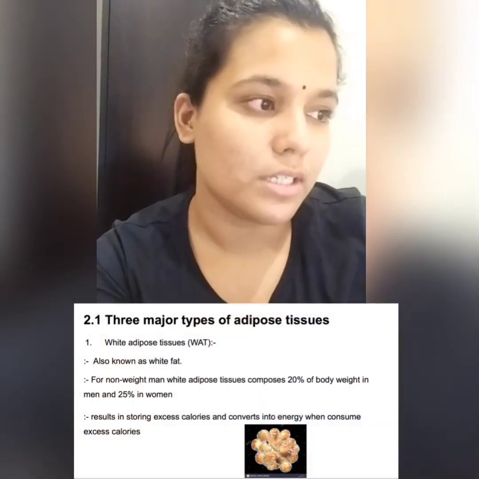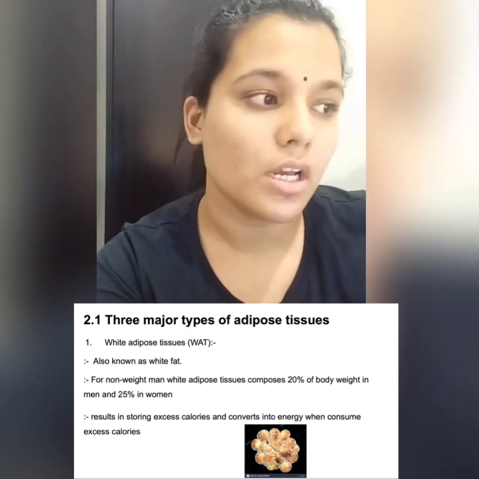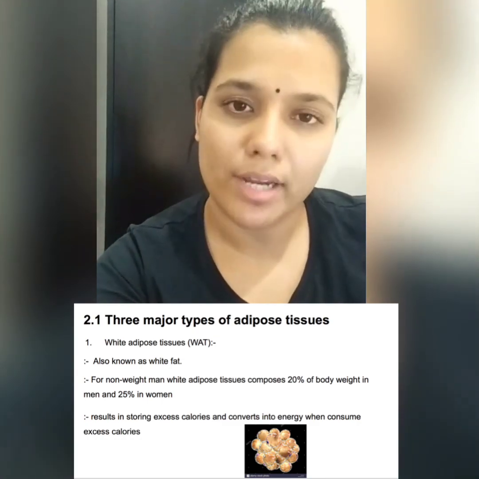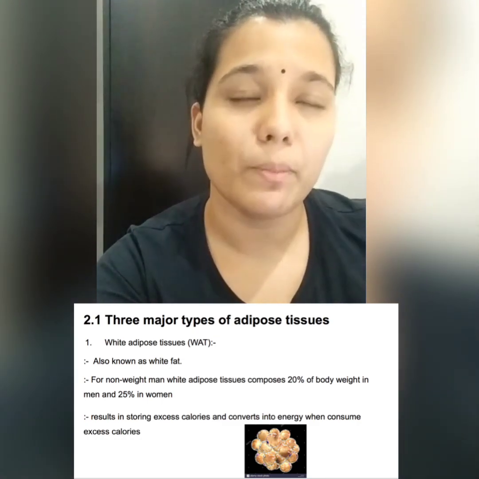The next slide is 2.1, which is the three major types of tissue. What are these three major types of tissue? White adipose tissue, brown adipose tissue, and beige adipose tissue.